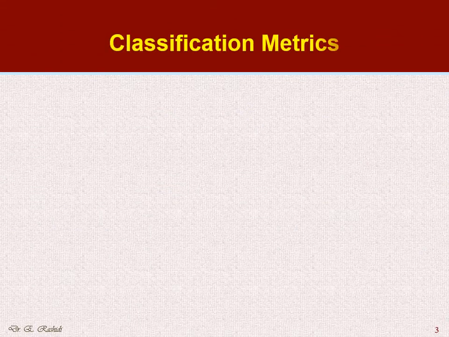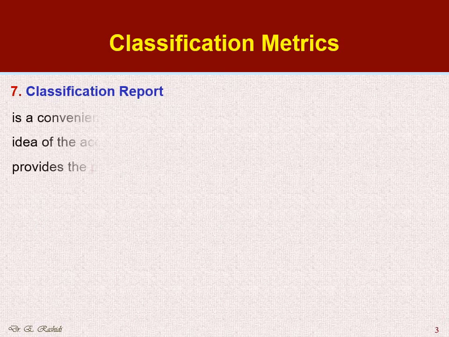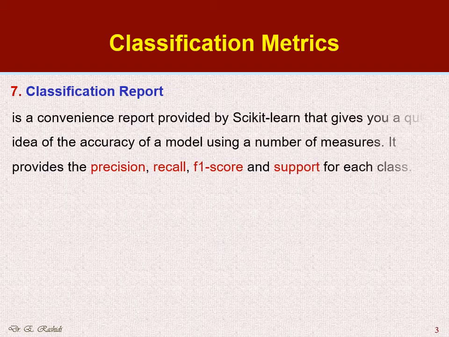Next on classification metrics is the classification report, which actually is not a metric. Classification report is just a convenient report provided by Scikit-Learn that gives you a quick idea of the accuracy of your model using a set of measures, including precision, recall, F1 score, and support for each class in your data.